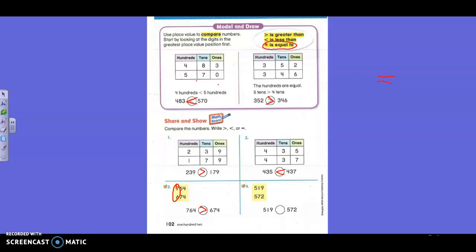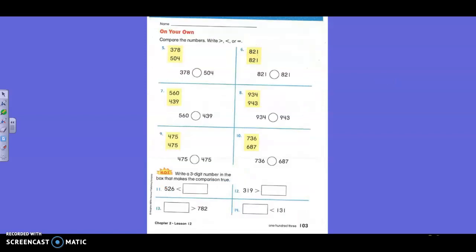Thank you. Okay, number 4. You look at the hundreds. They are the same. So we need to look at the tens this time. The middle one. They are different. Which one is greater? 7. So you're going to eat the number with the 7 in the middle. Okay. You guys can do the rest on your own.